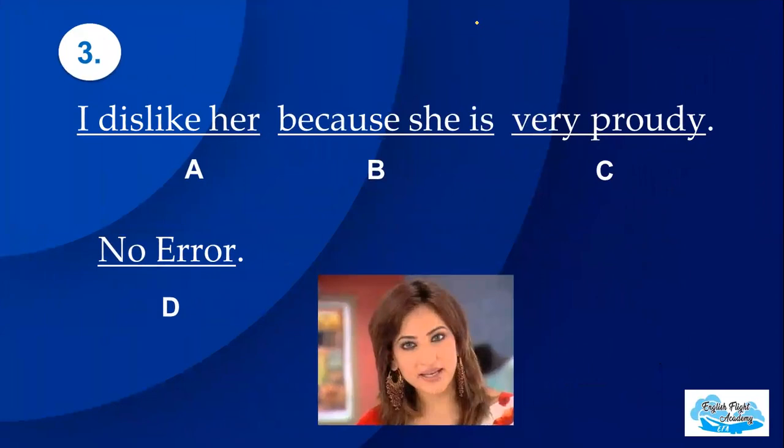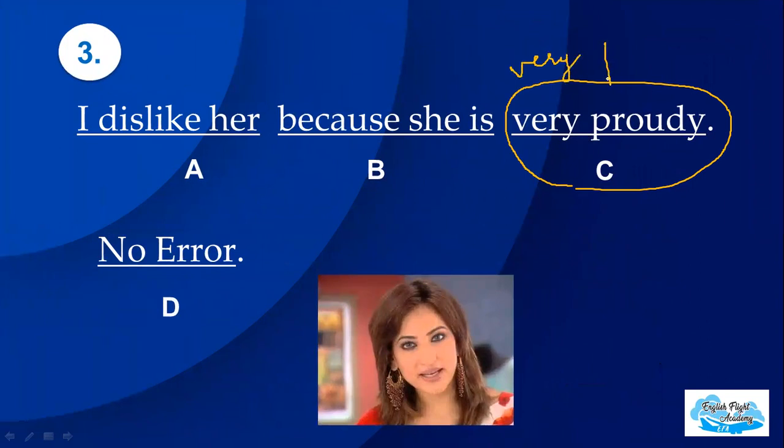Moving on to the third sentence, I dislike her because she's very proudy. Where's the error? If you said the error is in part C, then you're right. Proudy here in part C is actually slang. It should be proud, okay? So here the sentence would be, I dislike her because she's very proud. Not proudy. This is a slang. Please understand.